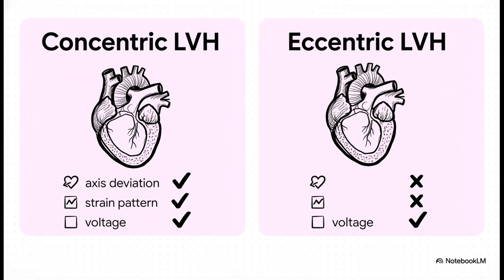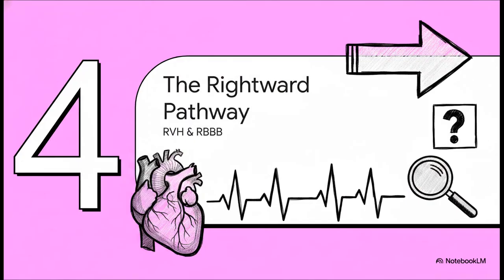Think hypertension or aortic stenosis. This usually shows you the whole package: left axis deviation, that strain pattern, and the voltage criteria. But then you have eccentric hypertrophy from volume overload. With this type, you might only see the voltage criteria met while the axis is normal and there's no strain pattern. Okay, let's pivot. If our initial axis check pointed to the right, we're now following that diagnostic trail.